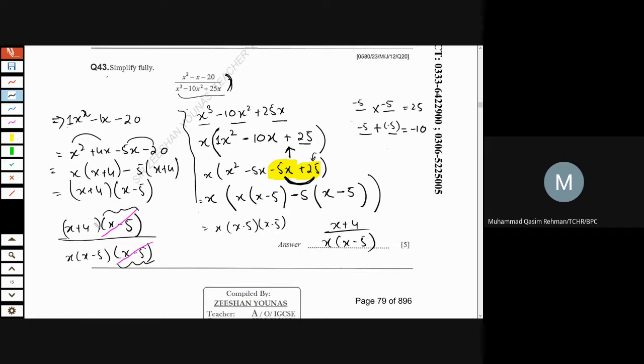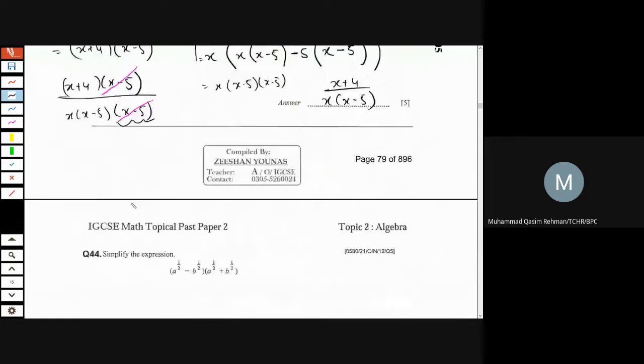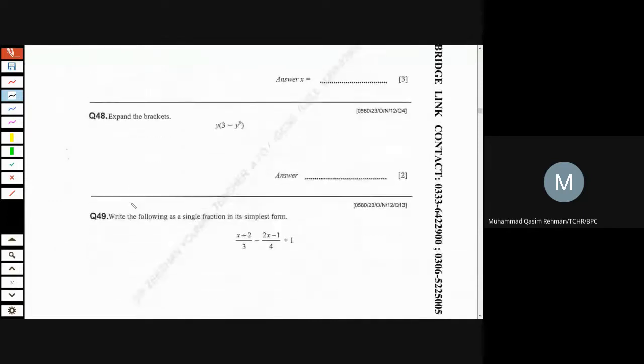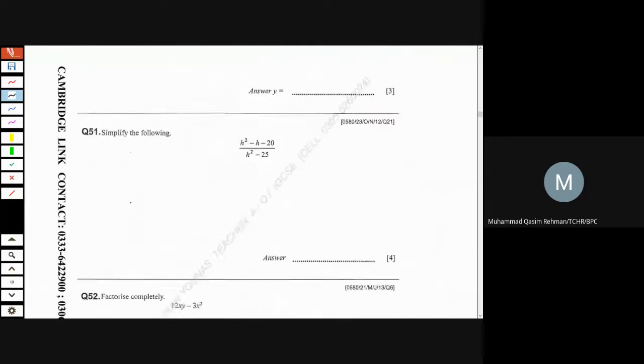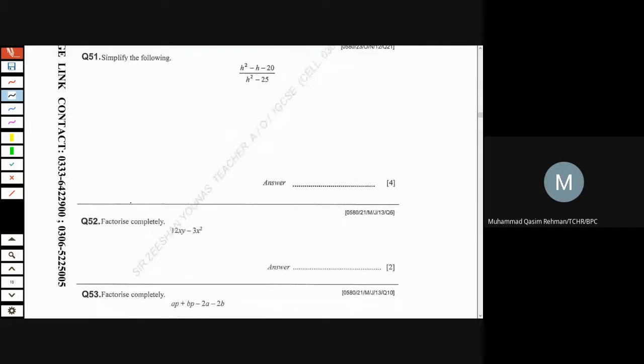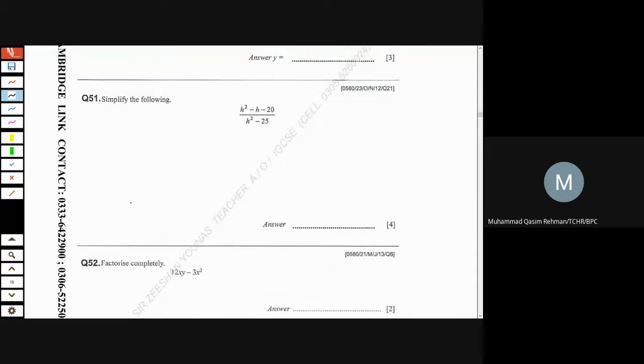Even if I had x plus 4 with a plus sign between them, I wouldn't be able to cancel it out, because then it won't be a factor. Factors are basically things which are being multiplied. Okay, now expand the brackets.